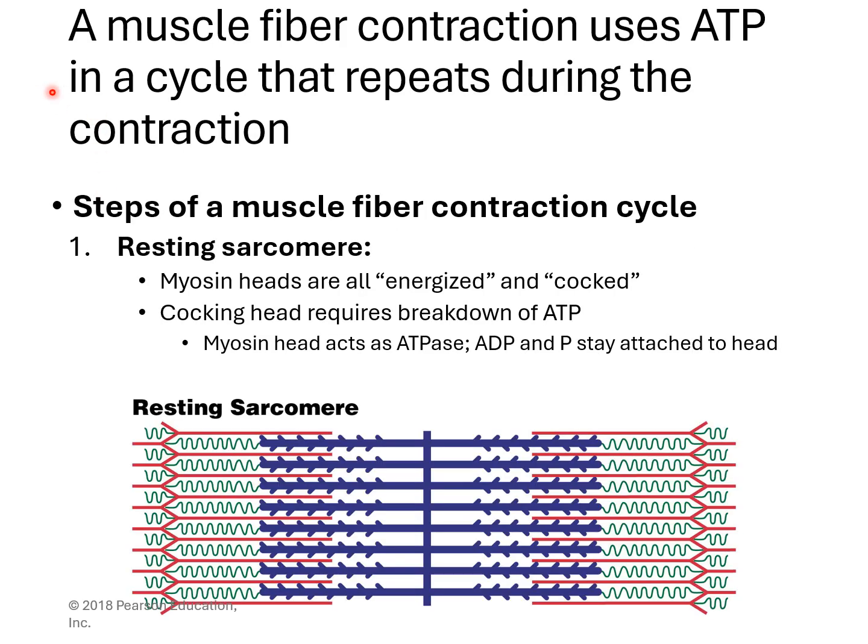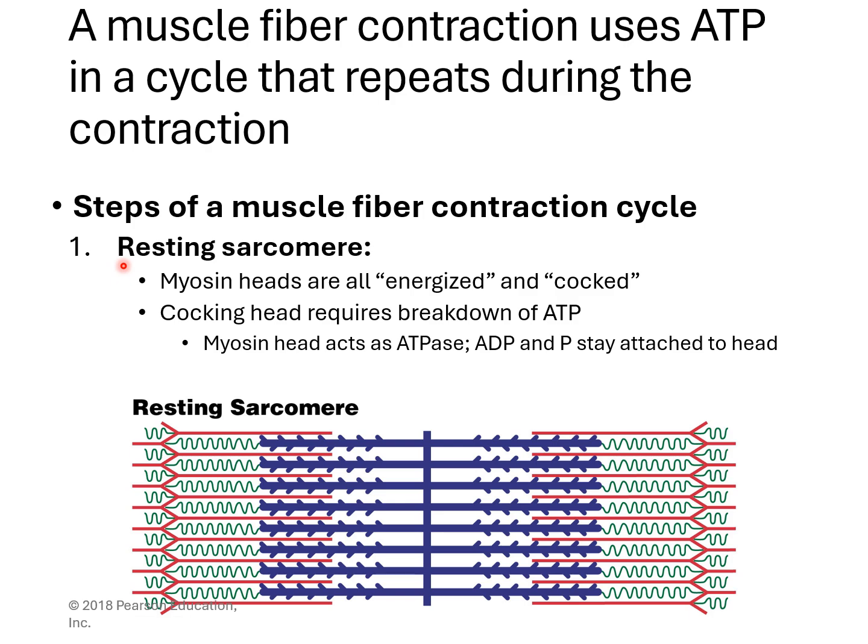Now, a muscle fiber contraction uses ATP in a cycle that repeats during the contraction. So now we're going to look at how the thick and thin filaments slide past one another. You might remember this is called the sliding filament theory, or the sliding filament model. All of those mean the same thing. We're going to take these thick filaments and have them slide closer. And if you're moving those closer here, you're shortening the muscle fiber, and this is how you contract a muscle fiber.